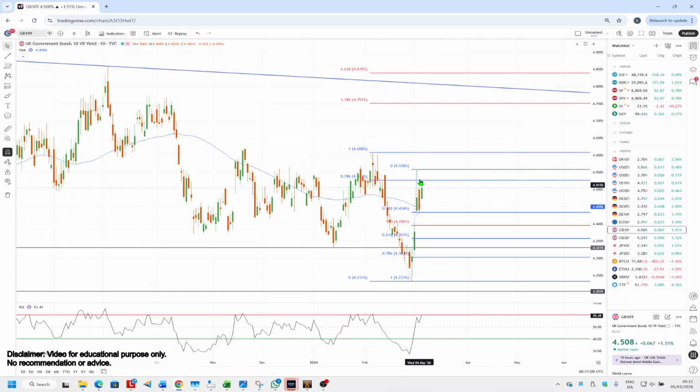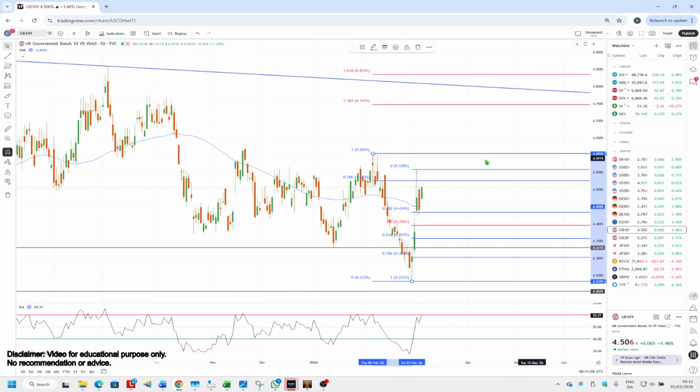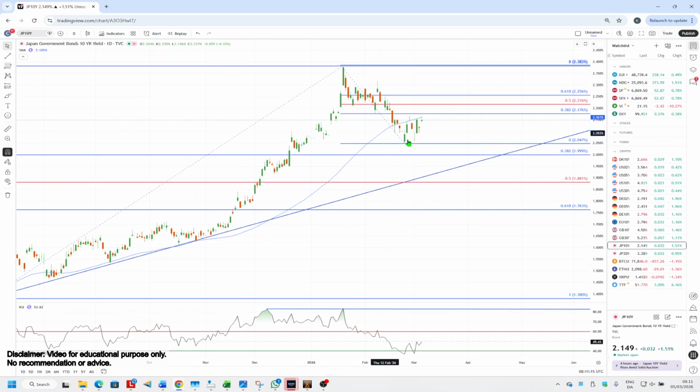UK 10-year also spiked above its 78.6 retracement there. It is the 4.60, 4.61. That is key resistance. Let's see if it will break through or slide back. The Japanese 10-year is really not doing much, just trading sideways here between 2.04 and 2.15.